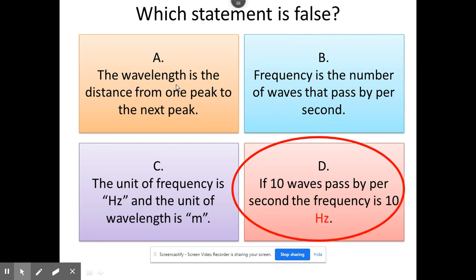The wavelength is the distance from one peak to the next peak. That's correct. Frequency is the number of waves that pass by per second. That's correct. The unit of frequency is the hertz. The unit of wavelength is the meters. Good. If 10 waves pass by per second, the frequency is 10 hertz. It wouldn't be 10 meters because hertz is the unit of frequency.